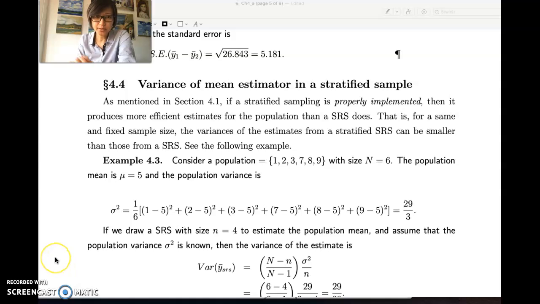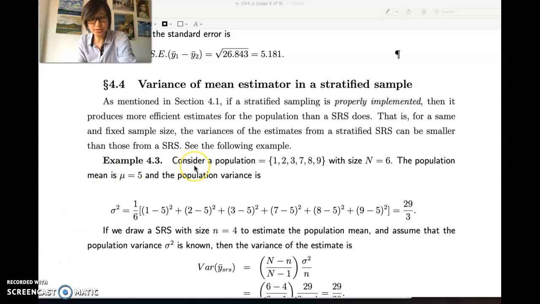All right, so earlier we mentioned that if we know the population itself is quite heterogeneous, then we can perform stratified random sampling to subdivide the population into different strata so that within the stratum it is homogeneous, and between strata they are quite different, they are heterogeneous. Then stratification would be most efficient.